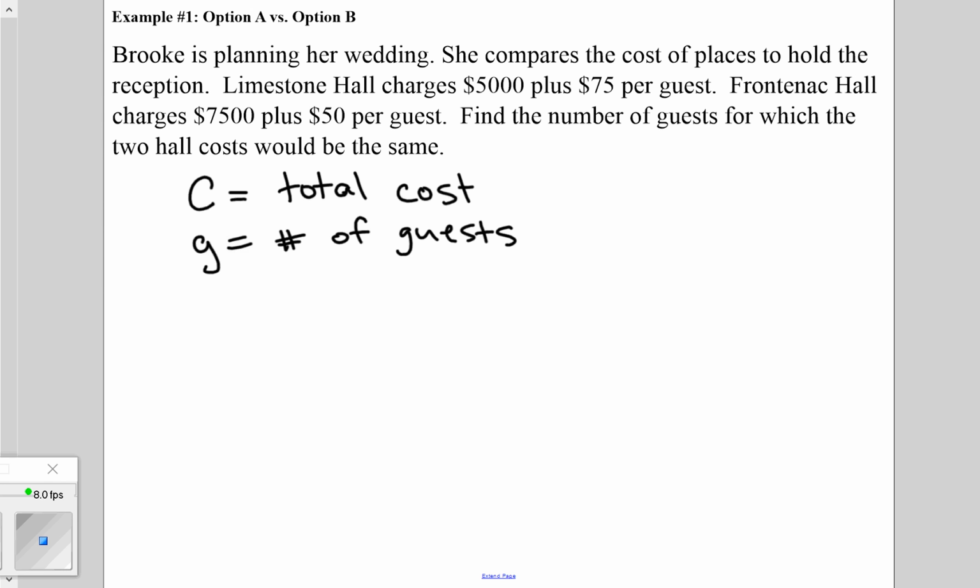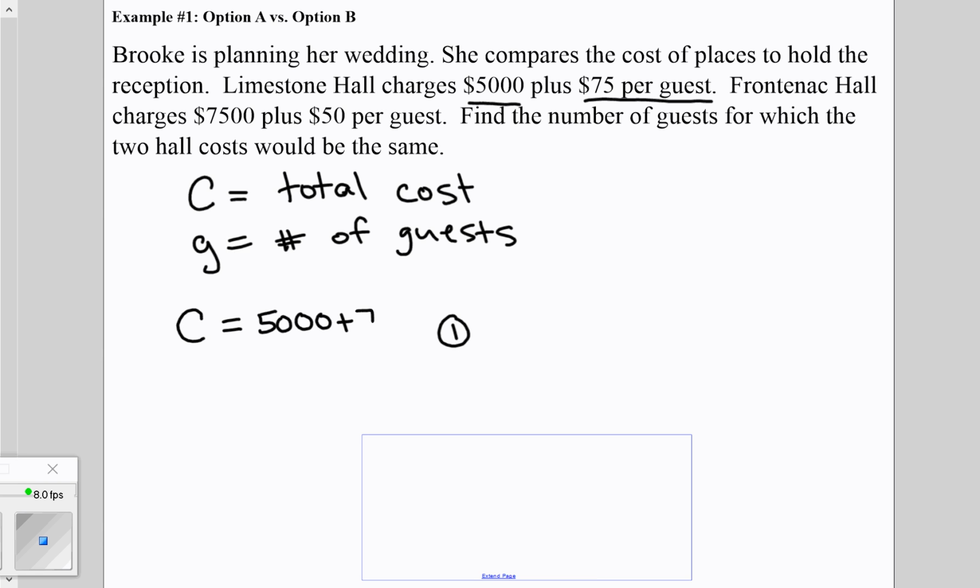Then we'll have equation 1 for Limestone Hall to be $5,000 plus $75 per guest. So the cost equals $5,000 plus 75 multiplied by the number of guests. And you can switch this around to be in the y equals mx plus b format, but it doesn't have to be, because we know that there's more than one possible way of solving this equation.